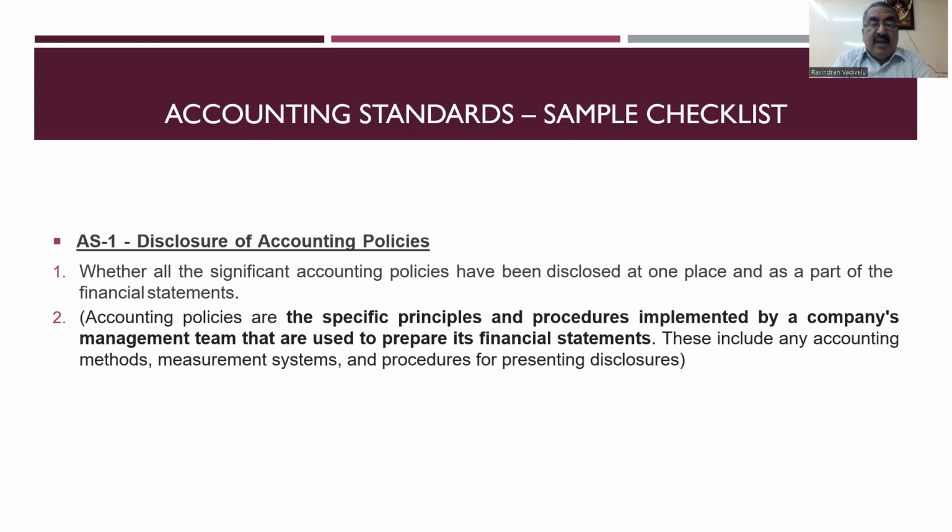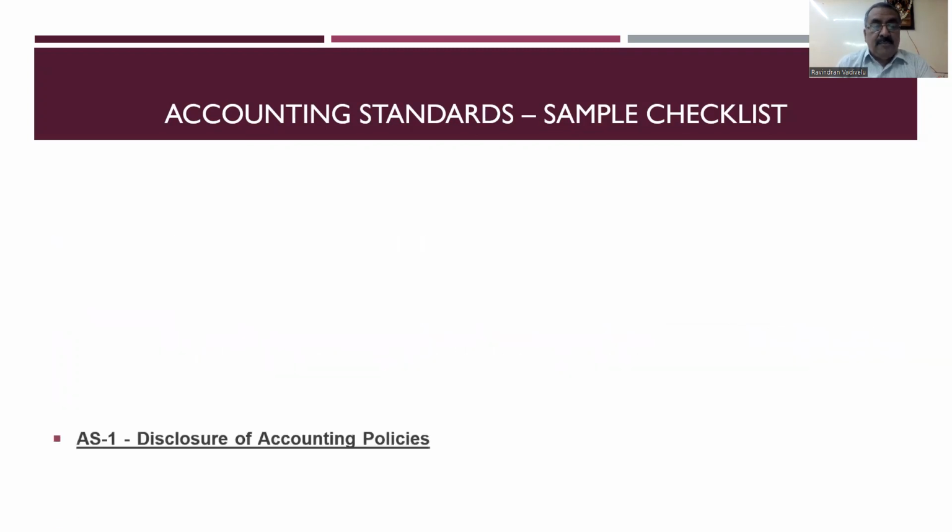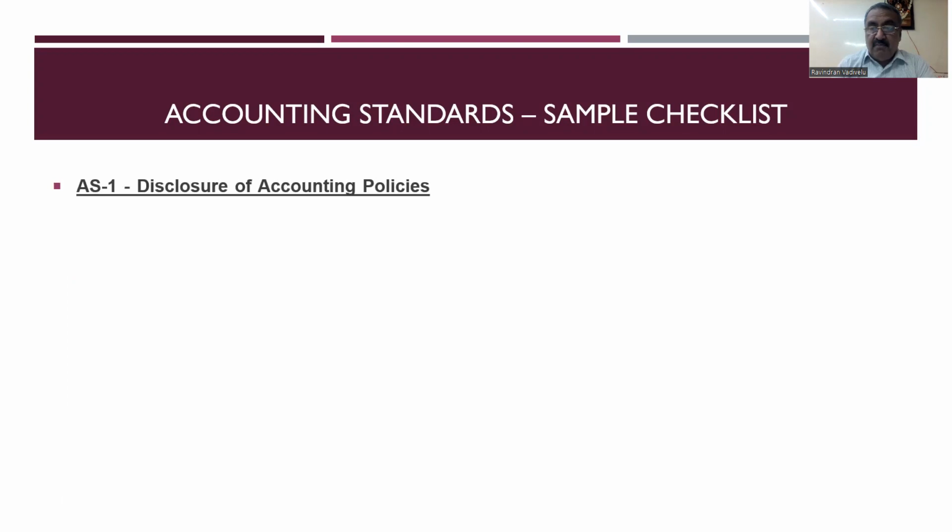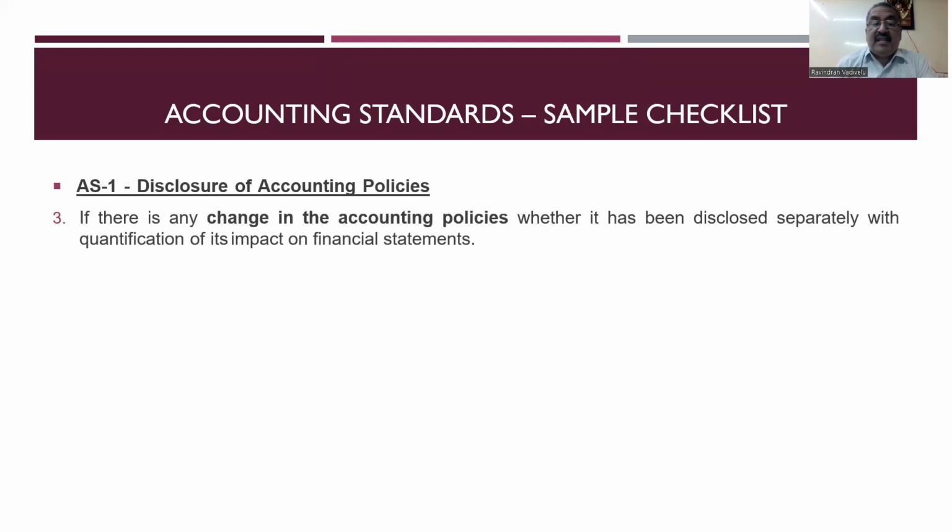That you know it, but here the main thing is AS1 is disclosure of accounting policy, whether the company is following the accounting policies correctly at the time of preparation of the financial statements, that a practice unit has to check. Before going to the next standard, we have to see the disclosure of accounting policy. If there is any change in the accounting policy compared to the last year, that has to be disclosed separately.